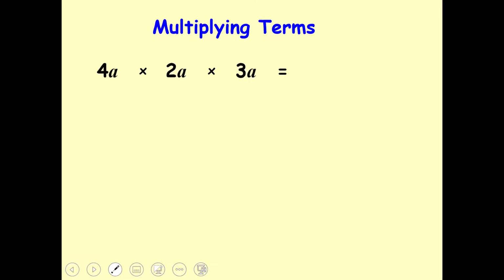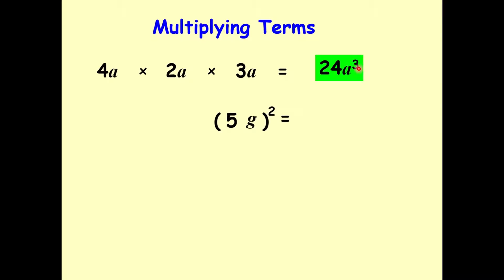Okay, some more examples on multiplying terms. Again, we're going to multiply 3 terms together here. 4a times 2a times 3a. If we just look at our numbers first, we've got 4 times 2, which is 8, and then 8 times 3 gives us 24. And then our letters, we've got a times a times a, giving us a cubed. Okay, so it's 24a cubed. So if you're timesing 3 of the same letters together, it gives you a cubed.